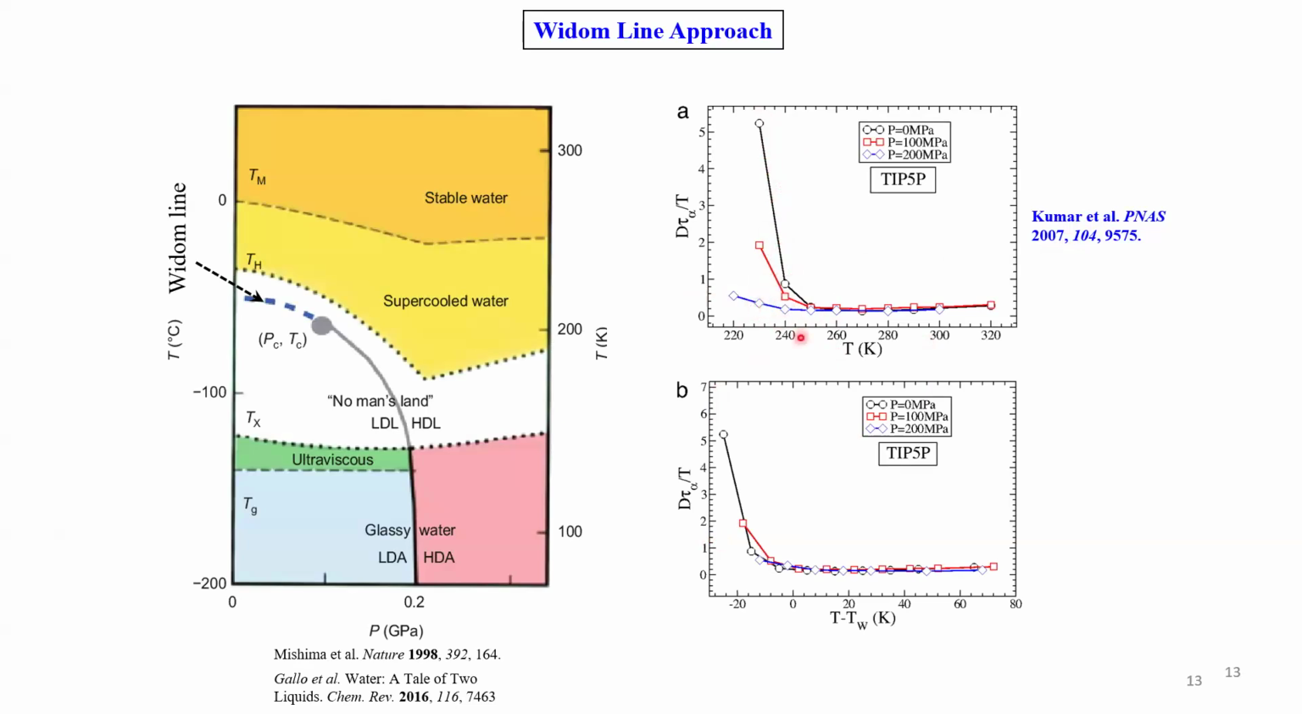Now, if you replace this temperature T by T minus TW, where TW is the same Widom line temperature, then what happens? At different pressures, the Widom line temperature is different, right? So as you replace T by T minus TW, you can see all three different lines merge with one another. What does it mean? It means that this breakdown looks like it comes from the Widom line. And that is the reason why at different pressures you can have different types of behavior.